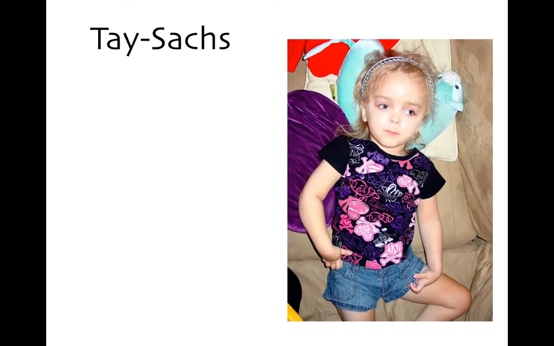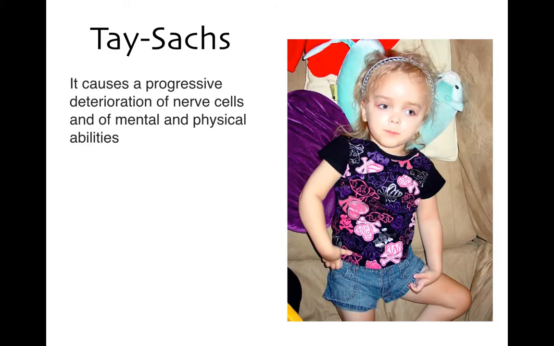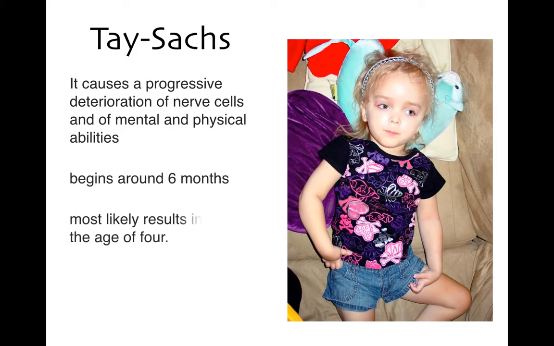One of these diseases is Tay-Sachs disease. It causes a progressive deterioration of nerve cells and of mental and physical abilities. It begins around age 6 months, and it most likely results in death by the age of 4. This disease is most common in Jewish communities.